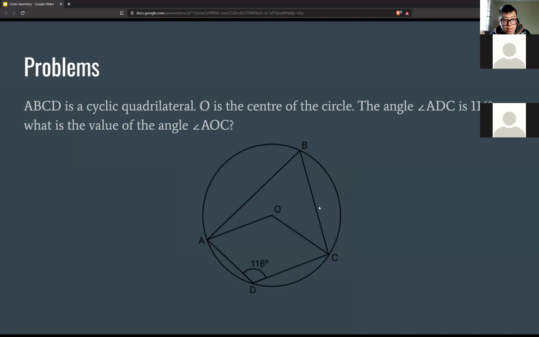Here, ABCD is a cyclic quadrilateral. So that's another term for a quadrilateral that's inside a circle. So we have O as the center of the circle, and we have angle ADC is equal to 116 degrees. And we're trying to find the value of angle AOC. I'll give you guys a moment to solve that.